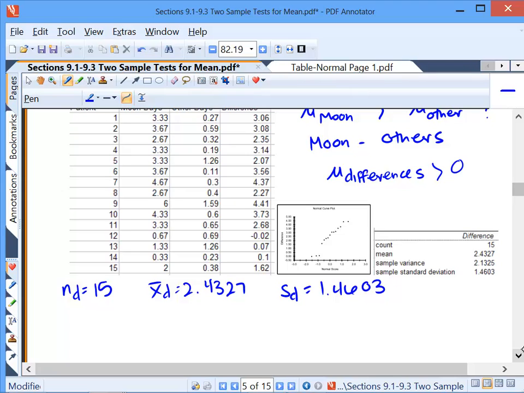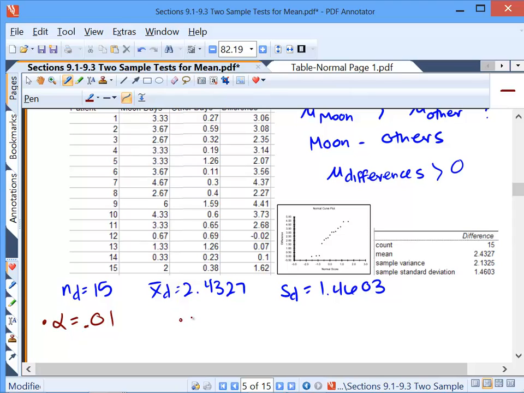So any questions on our setup? So we just go through everything like normal. Okay, pick a significance level just to mix it up so that you can do different levels. Let's try 0.01.